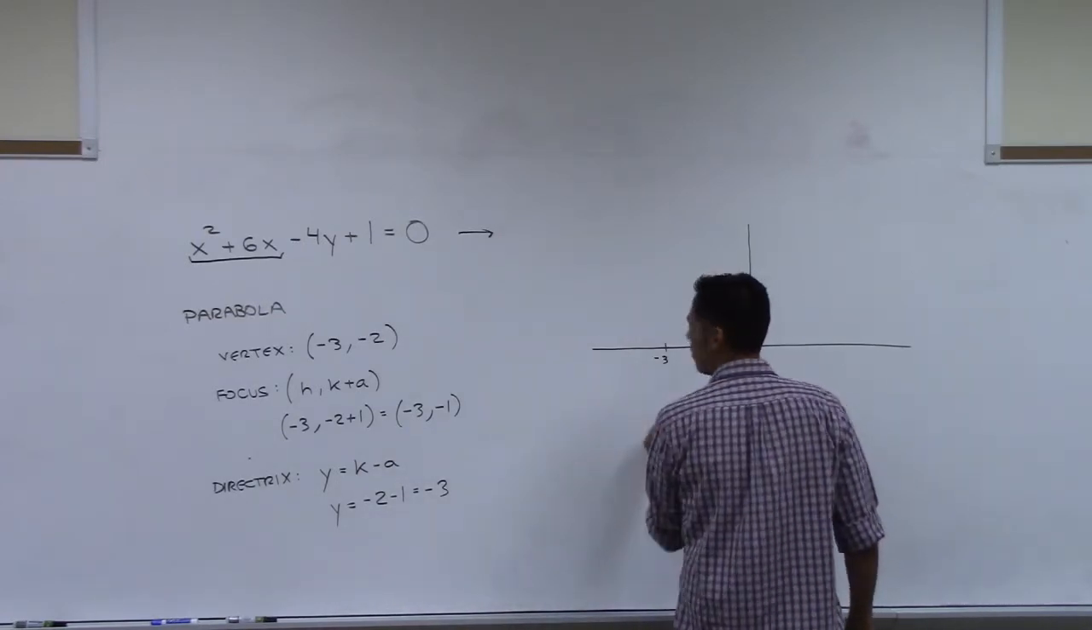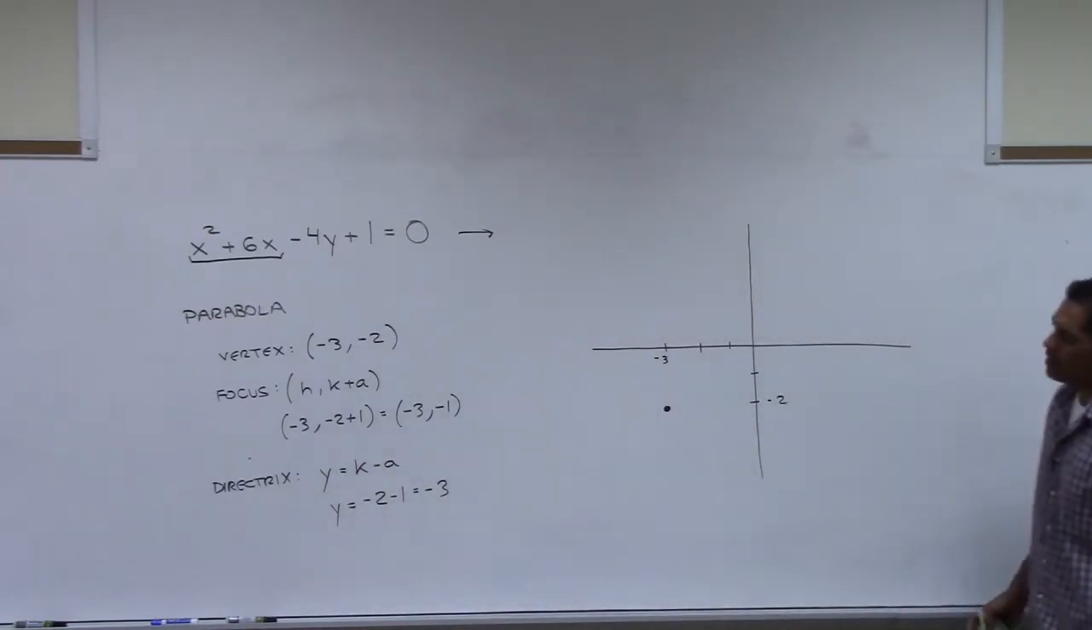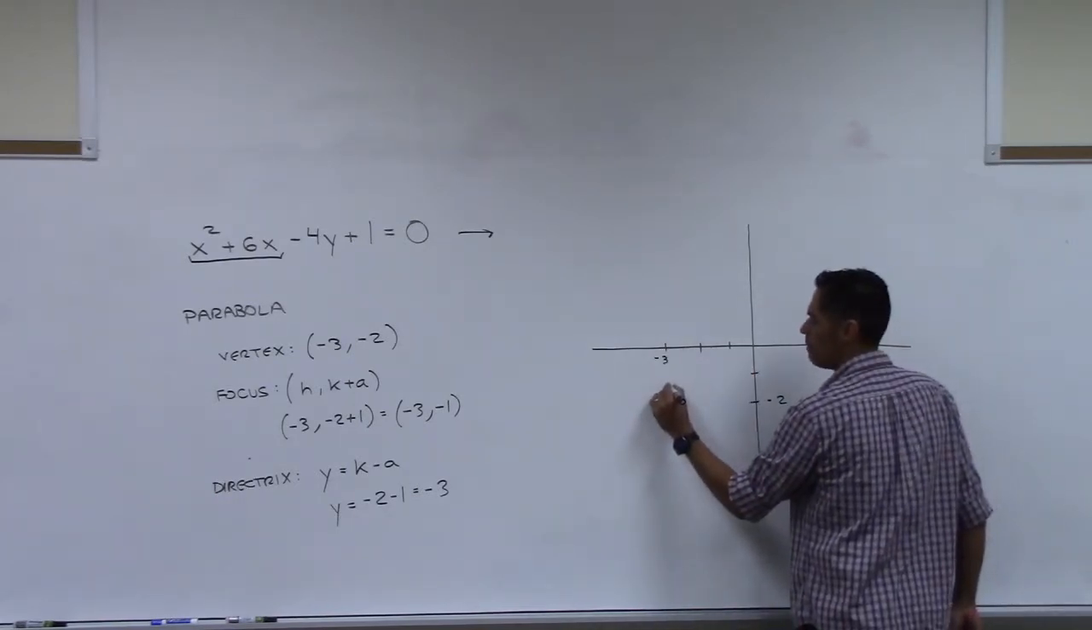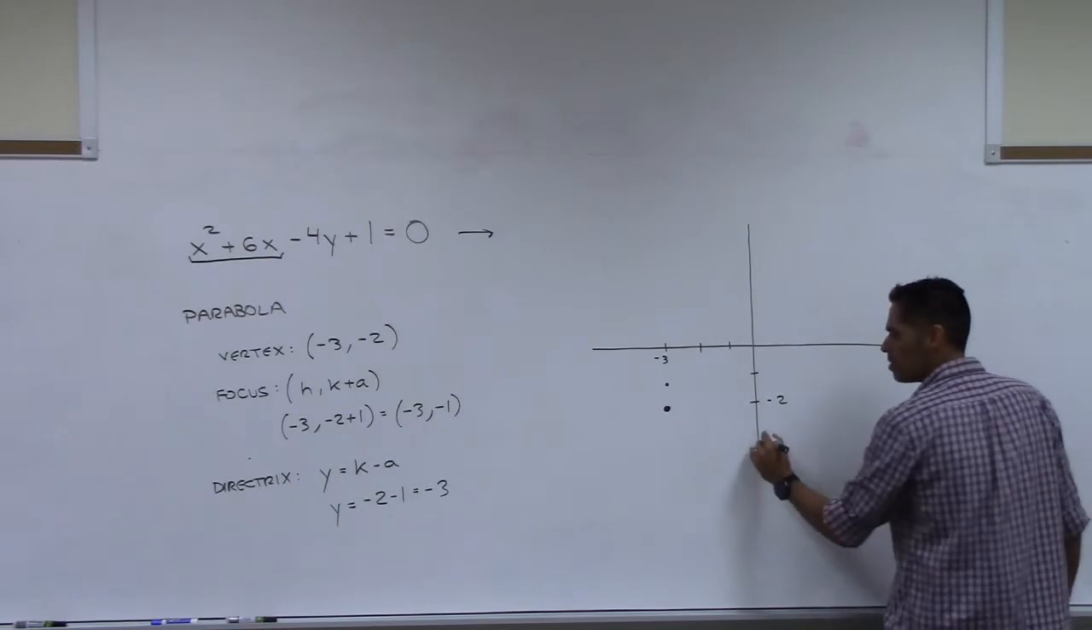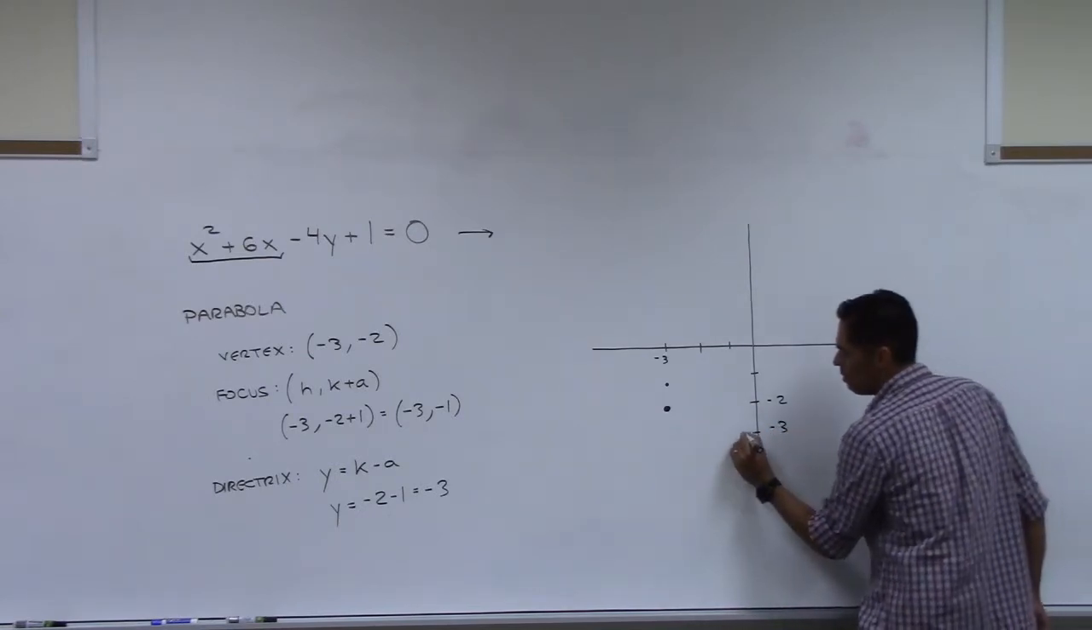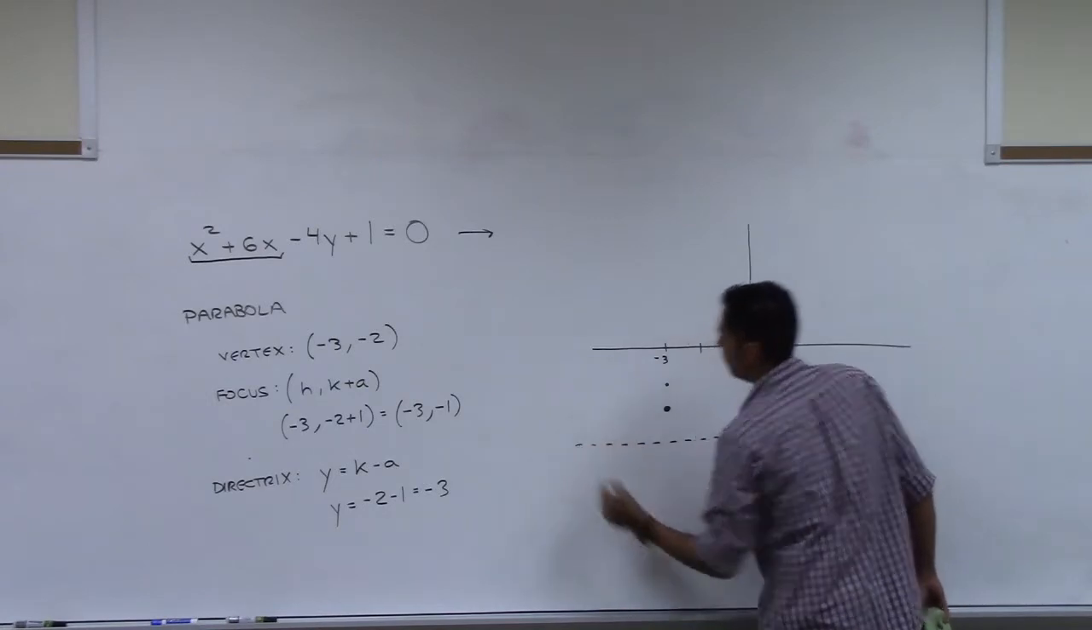Okay, so there's our vertex, right? Our focus is (-3, -1), which is here. And our directrix is, in this case, a horizontal line like this.